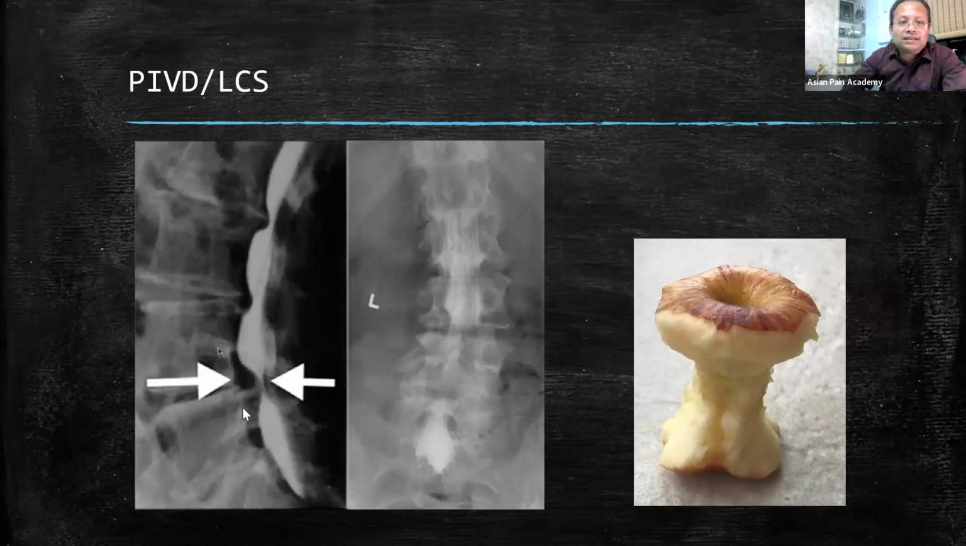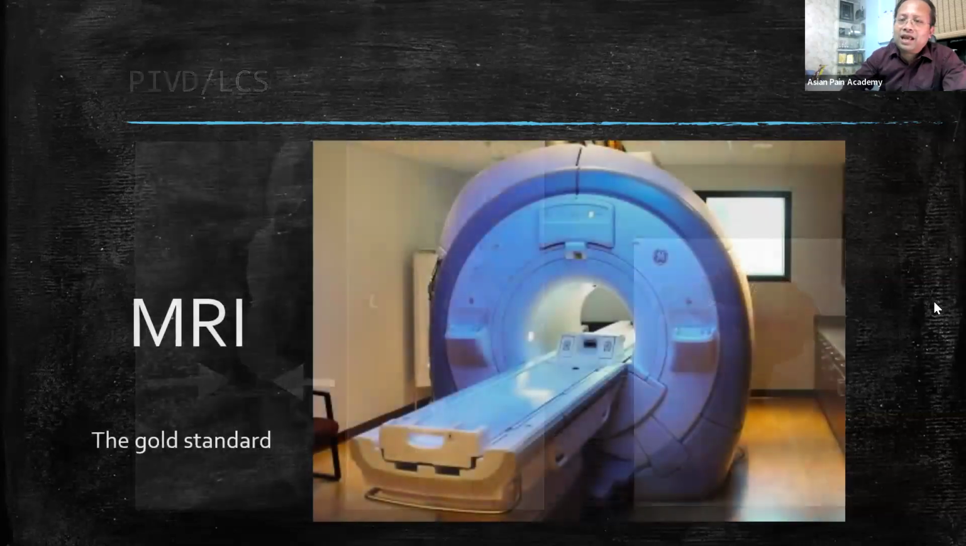From the anterior side, the disc is compressing the canal, and from the posterior side, the ligamentum flavum is compressing the canal. So this is called the beaten apple appearance. Nowadays it is not needed; we are going for MRI.